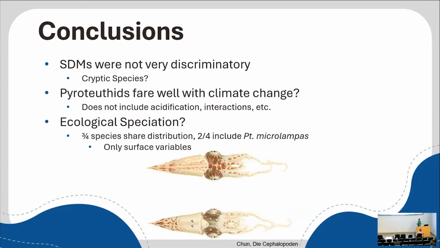So overall, SDMs were not very discriminatory. Maybe this is because they're globally distributed, but people have hypothesized that there are some cryptic species in these global species. And so if we're including the niches from multiple species, it could lead to a lack of discrimination.